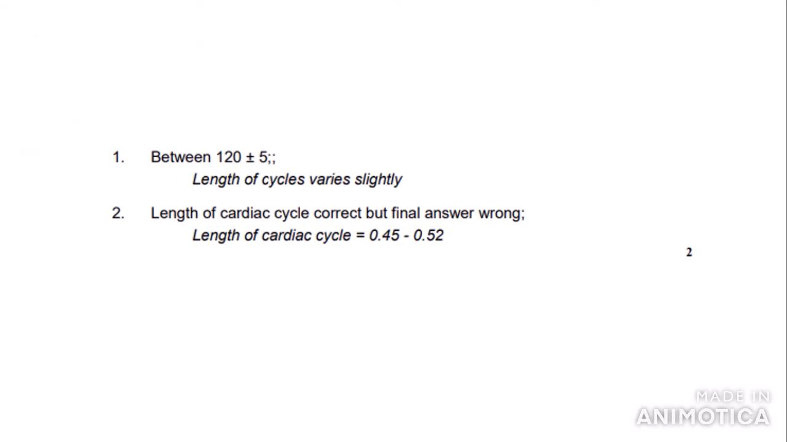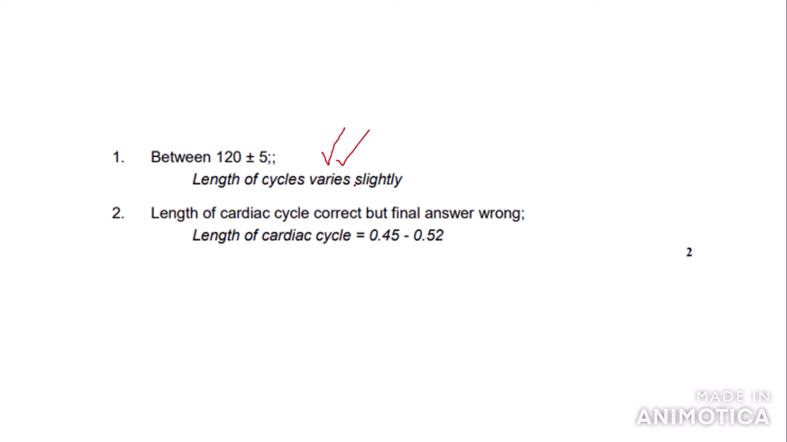So the first marking point is 120 plus or minus 5. So this means that you can have your answer in the range of 115 to 125. So if you got this answer right, you actually get both marks. So we get both marks. And the plus or minus 5 here is because the length of the cycles varies slightly in each recording, and it can be subjective depending on your eyesight.